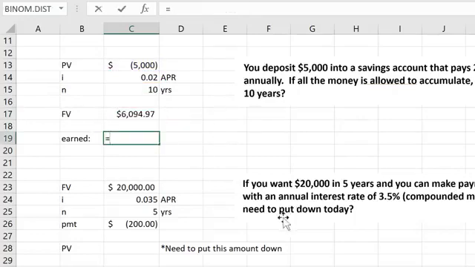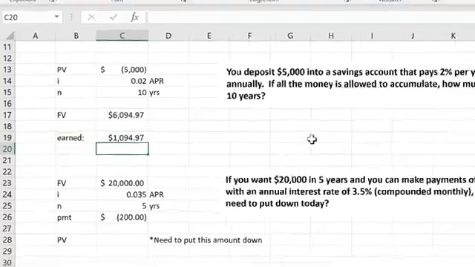And the amount earned, we can just take our future value and we can subtract. I'm adding a negative number just to get the difference there. That means we will have earned about $1,100 in 10 years.